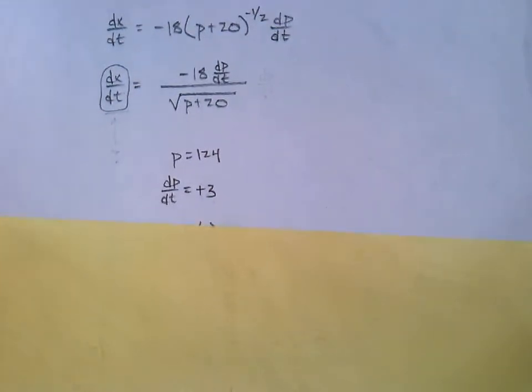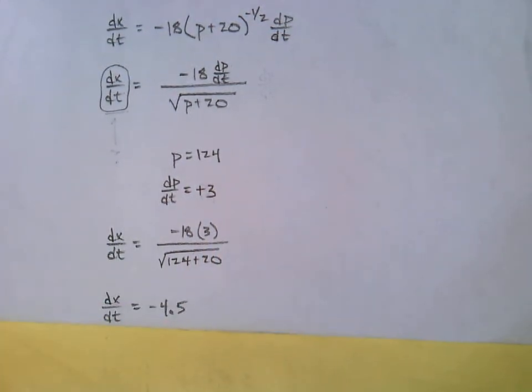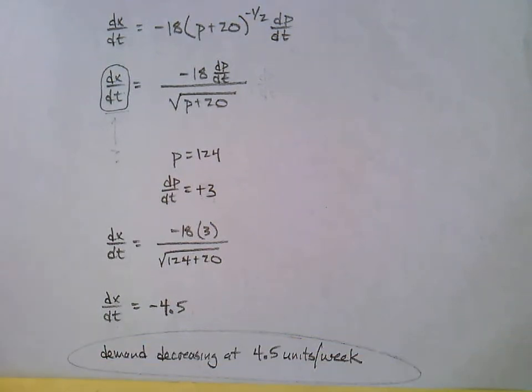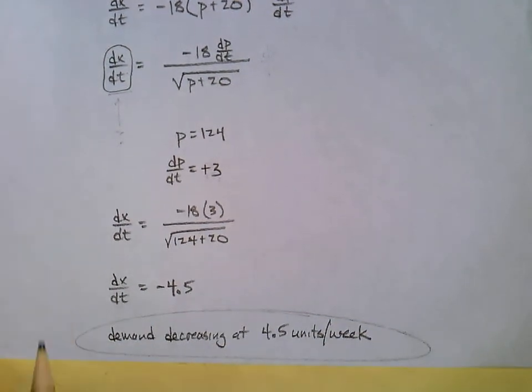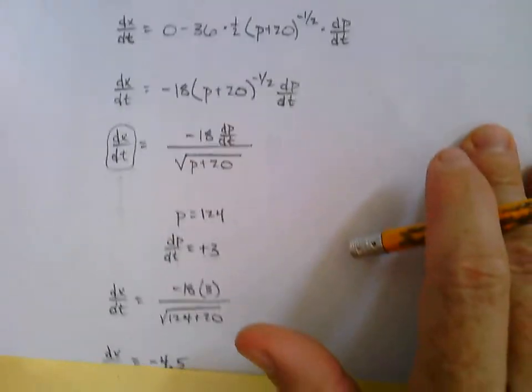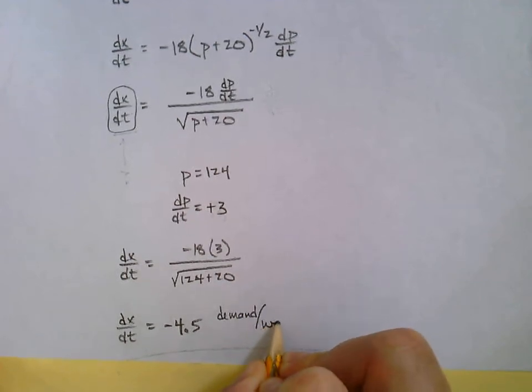So we can plug those right in. Negative 18 times 3 over the square root of 124 plus 20. Grab your calculator, and this one works out fairly nice. dx over dt equals negative 4.5 when you crunch those numbers. Now, if you're wondering, what does that mean? What are the units? Remember, x is the demand, and t is the time. Here, the time is given in weeks. So you might say this is the demand per week.